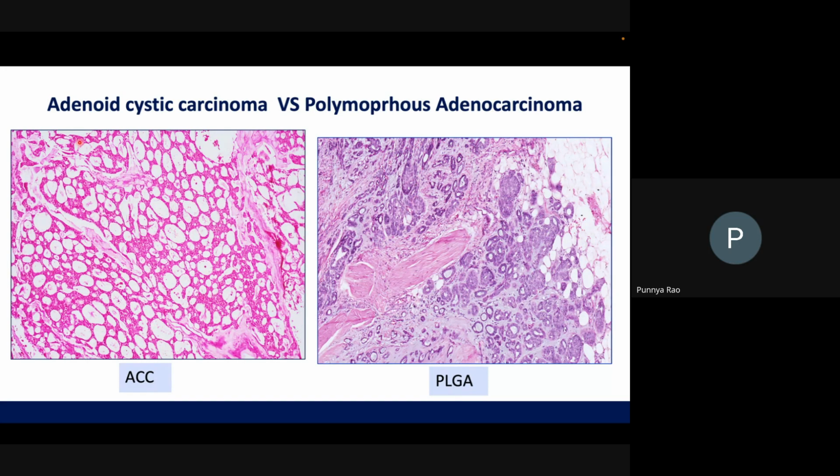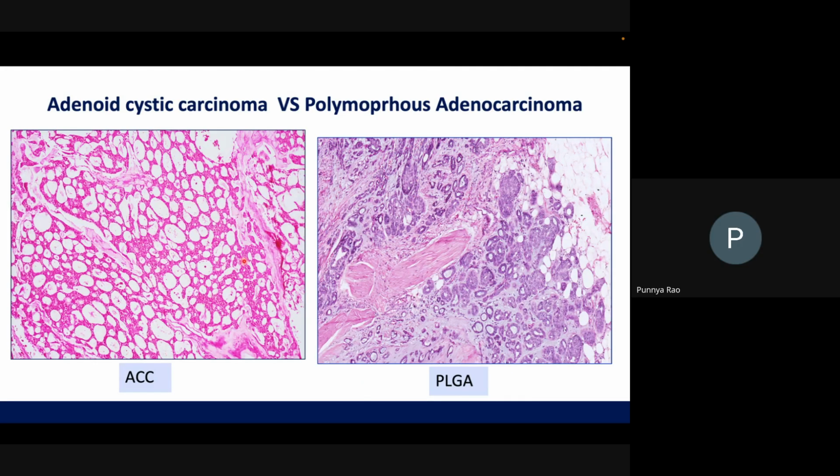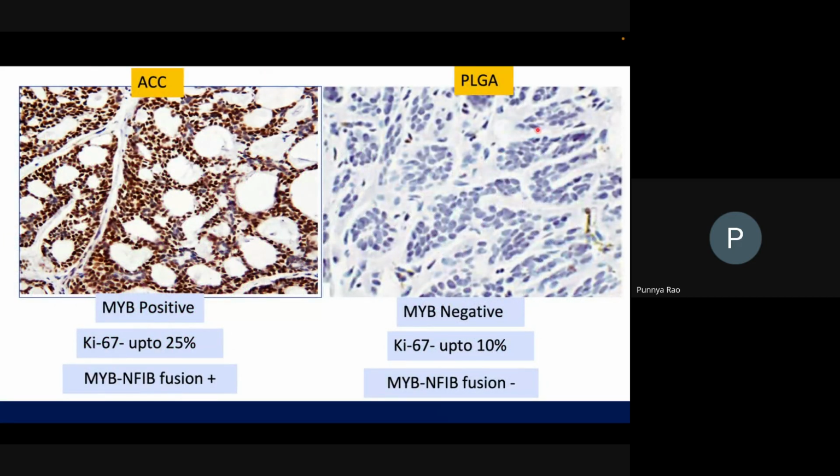And then you have adenoid cystic carcinoma versus polymorphous low-grade adenocarcinoma. If there are cribriform areas present, because here also you have dark cells, here also you have dark cells, but here you have angulated nuclei, here you have glassy nuclei, and PLGAs usually will be MYB negative. So this is an important marker that you can use to differentiate adenoid cystic carcinoma from PLGAs. So this is MYB positive, this is negative.